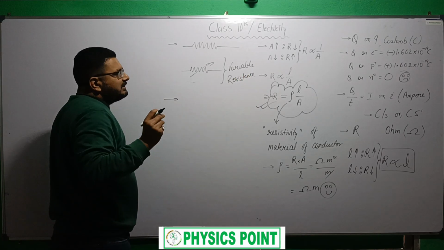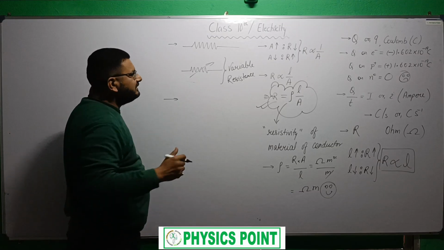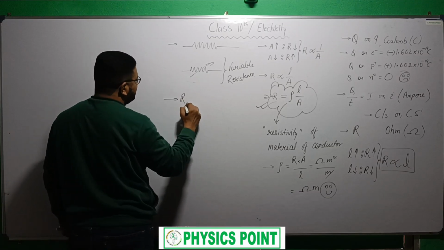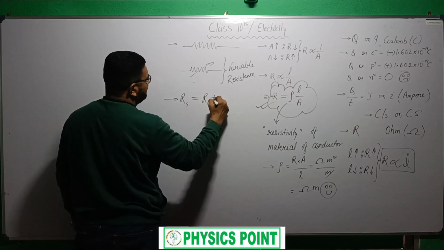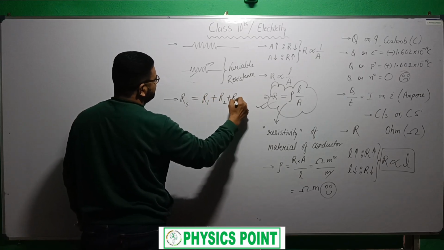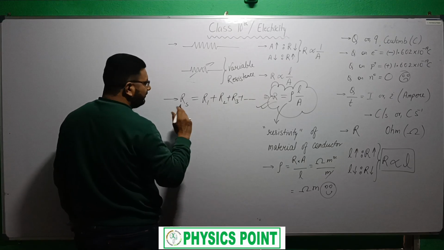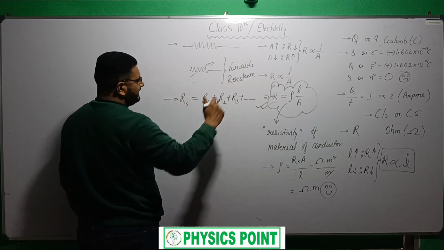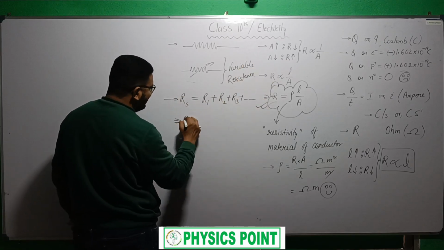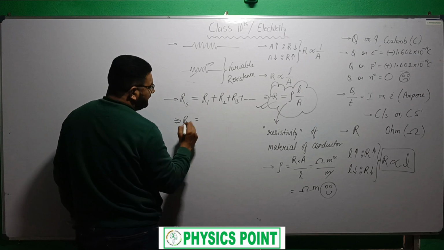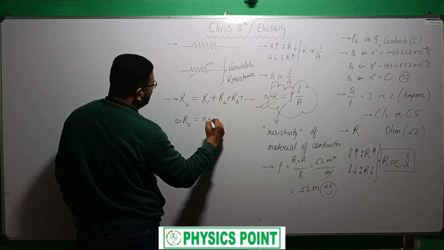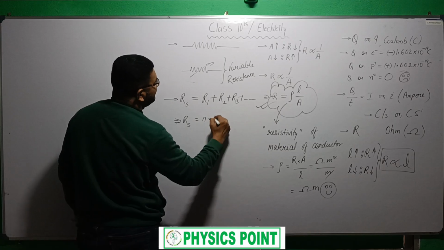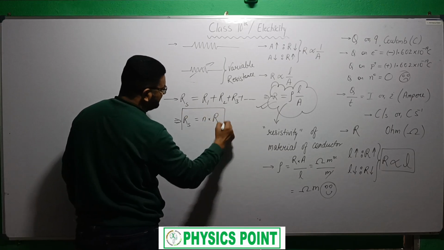Now we talk about series and parallel combination of resistance. In case of series combination, the formula of equivalent resistance is simply the addition of all resistors. If we have equal resistance, then in that case equivalent resistance is equal to the number of resistances times the magnitude of one resistance.